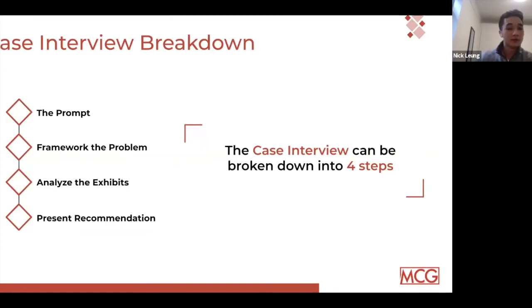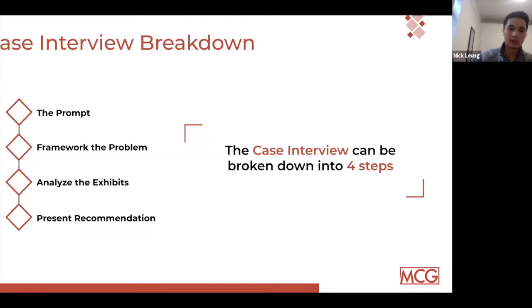And then after a few of these exhibits, we lastly get into the recommendation portion of the interview, which can be broken down into 3 different parts: the solution, risks, and then the next steps.